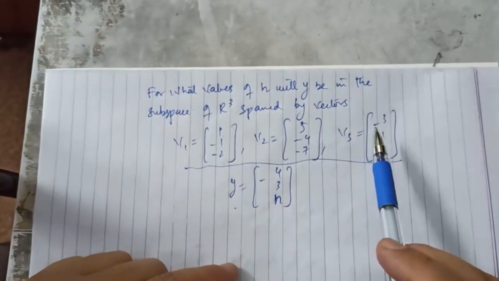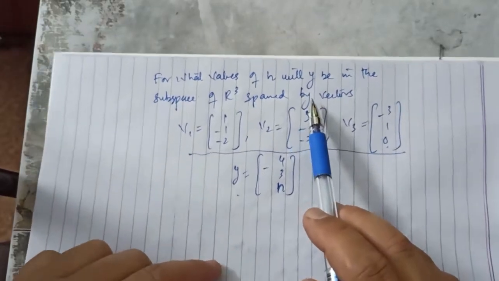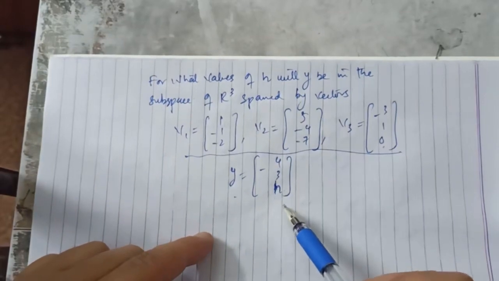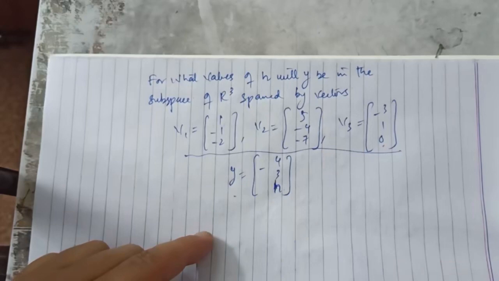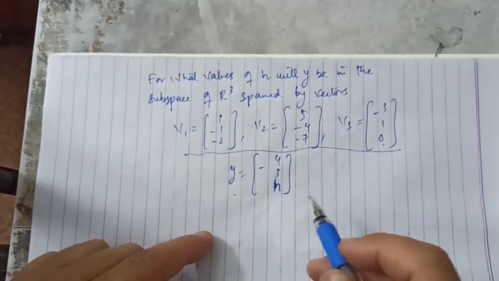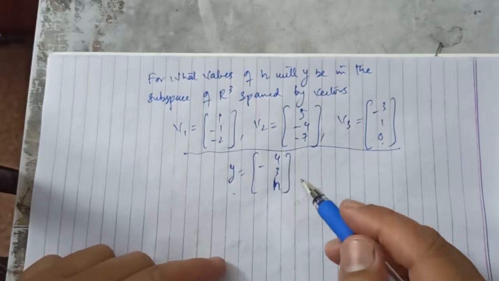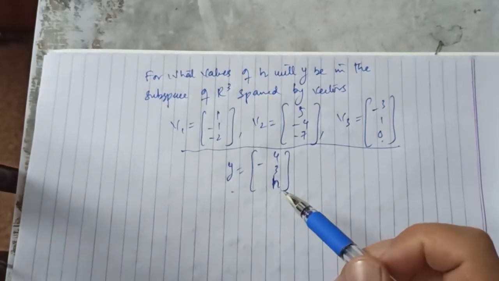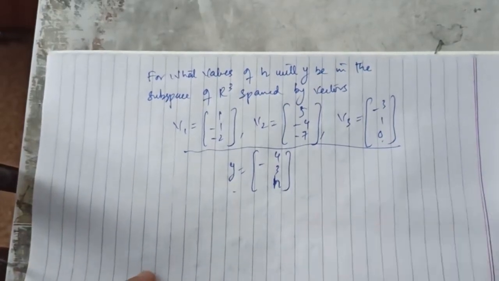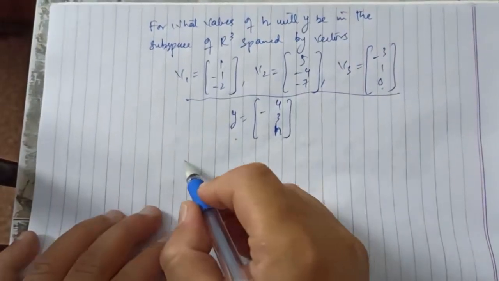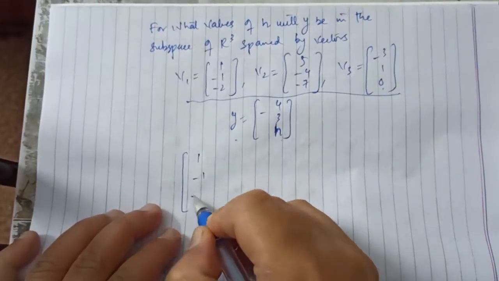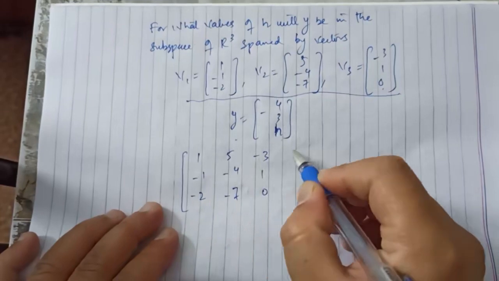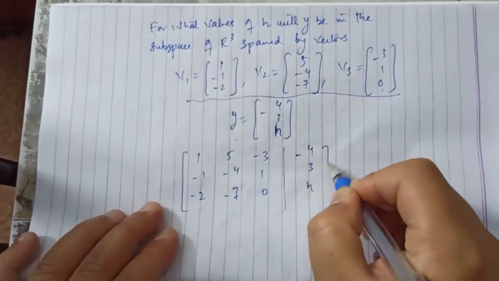So we know from our previous understandings that you can solve it by making an augmented matrix, and once we have that augmented matrix, we can convert it into the echelon form, reduced echelon form, to calculate the values that can correspond to H. Okay, now what we can do here is make an augmented matrix: 1 minus 1 minus 2 5 minus 4 minus 7 minus 3 1 and 0. So you can make here minus 4 3 and H, right?